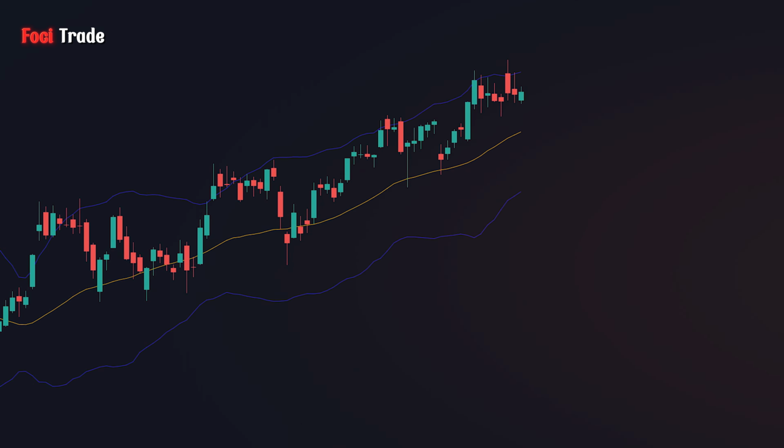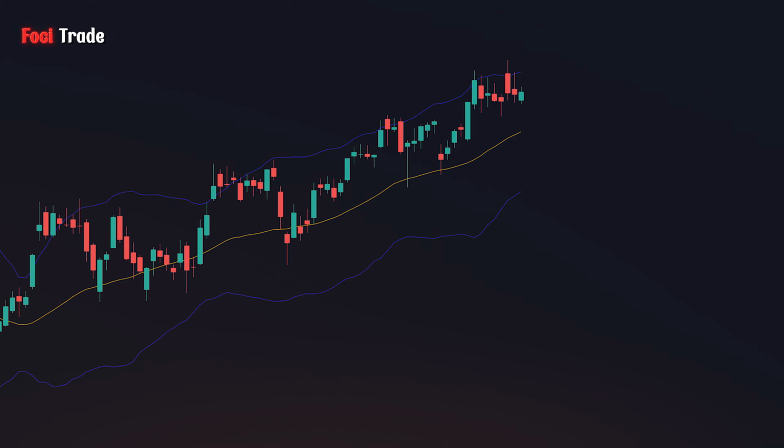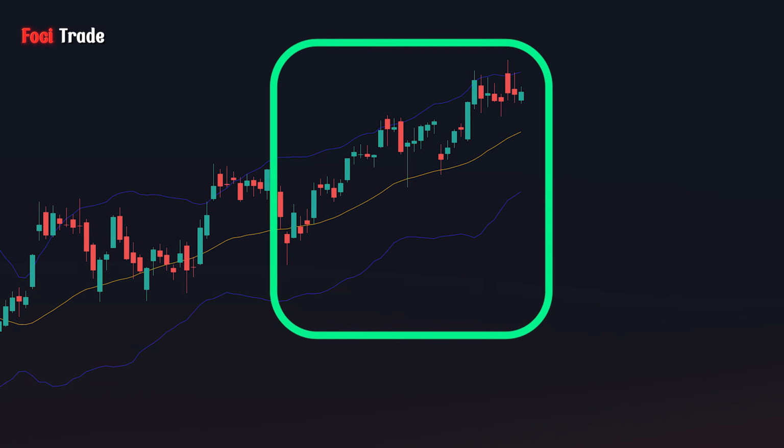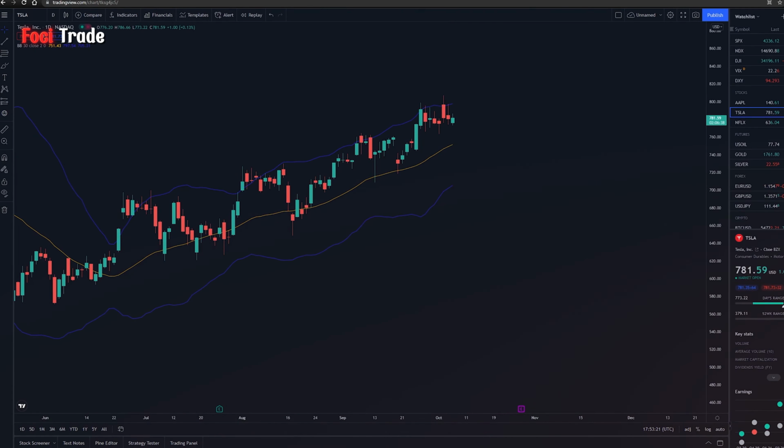So if you didn't know, this is how Bollinger Bands work. The center line is a moving average. So whatever amount that length is, this indicator is going back that many candlesticks and finding the average between them. So for this strategy, we are going back 30 candlesticks. The lower and upper lines are standard deviation lines. Alright, we got the Bollinger Band set up.